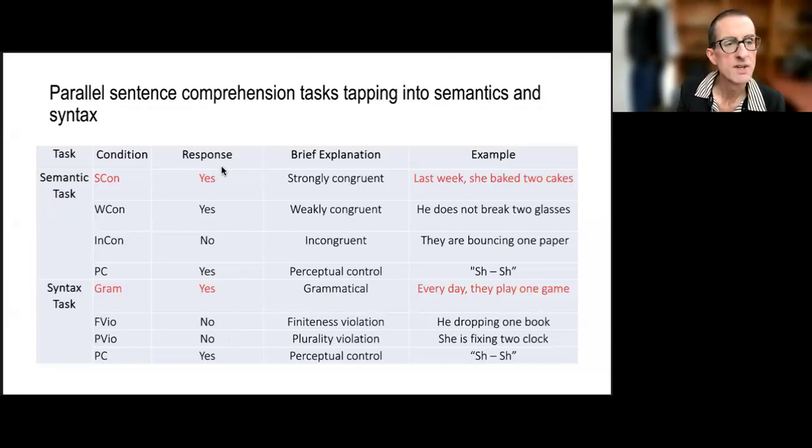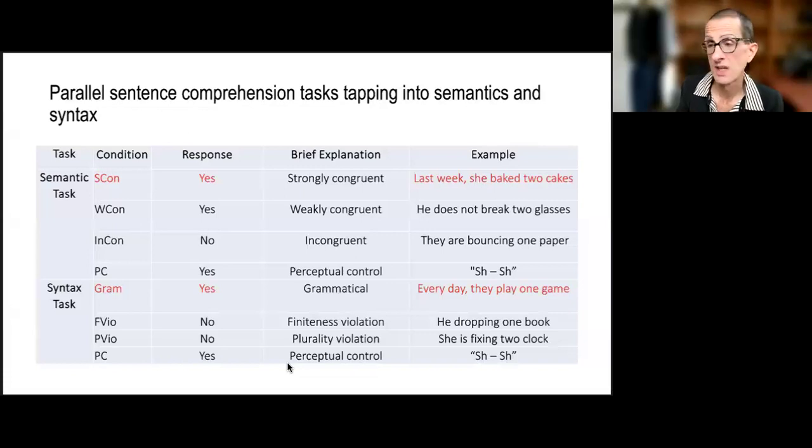Today, I'm just going to focus on the yes responses, because some people argue that yes responses are more reflective of natural language processing. So we'll just consider those in this talk today, although we have other work looking at the no responses. Examples of these sentences for the semantic task are things like, last week she baked 2 cakes. For the syntax task, an example is something along the lines of, every day they play 1 game.